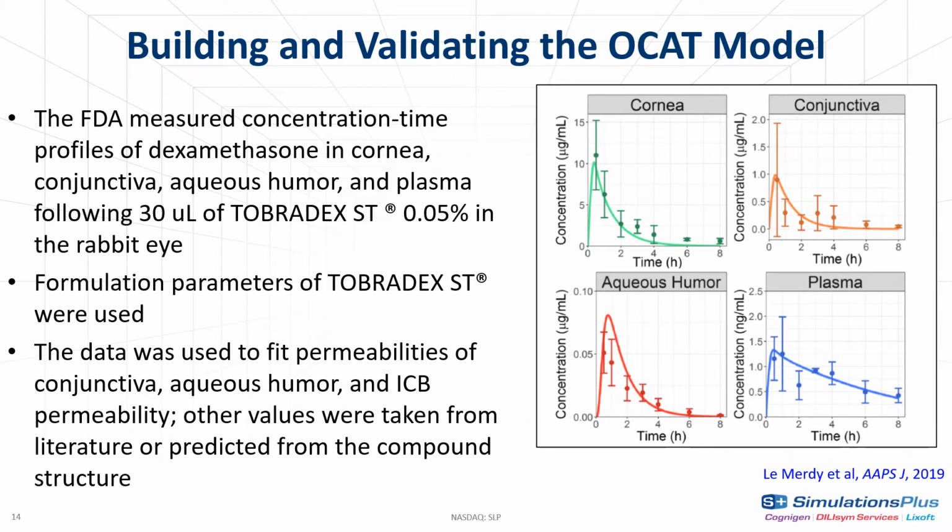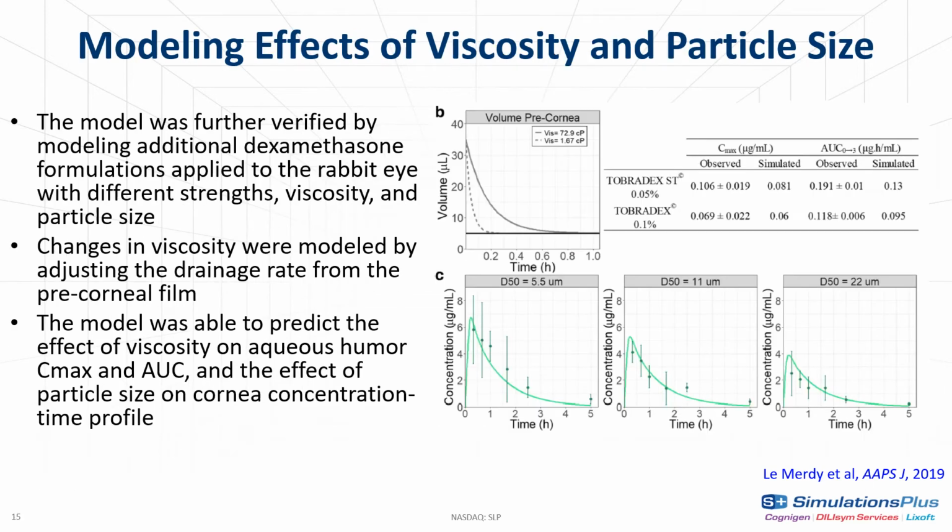As you can see from the plot, points are the experimental data, the lines are our simulated outputs, and you can see that we were able to match the plasma concentration and all of the local concentrations. So we were happy with this as a baseline model. We were able to verify the model further by modeling additional dexamethasone suspension formulations that were applied to the rabbit eye with different strengths, viscosity, and particle size.